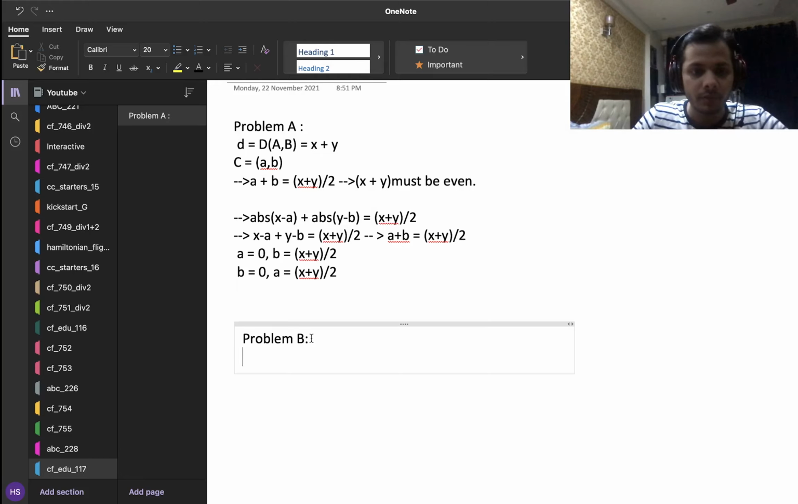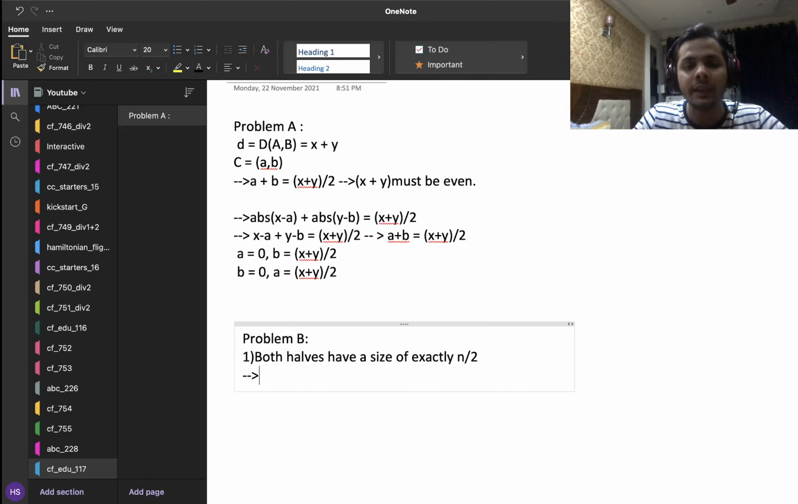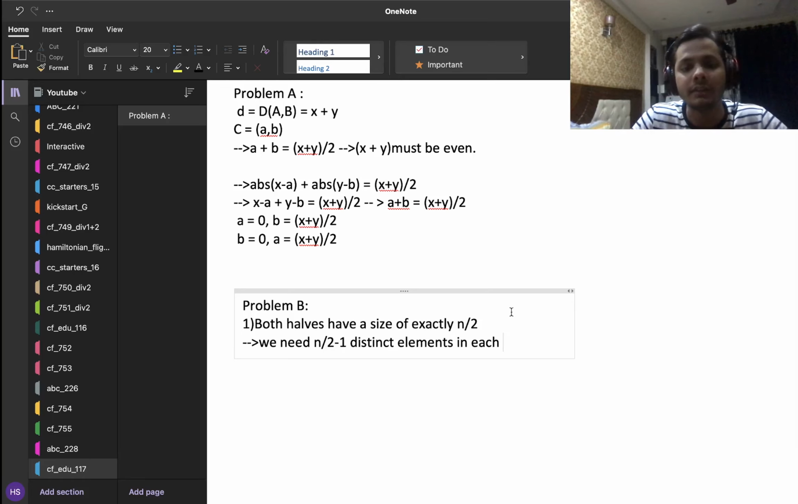So the first thing to notice here is that both halves have a size of exactly n/2, right? And we already know that one element in the first half has to be a and one element in the second half has to be b, right? So we need n/2 minus 1 elements in each half, and all of these elements have to be distinct, right? Because one element is a in the first half, and there has to be n/2 total elements in the first half. So we need n/2 minus 1 more elements in the first half, and accordingly in the second half.